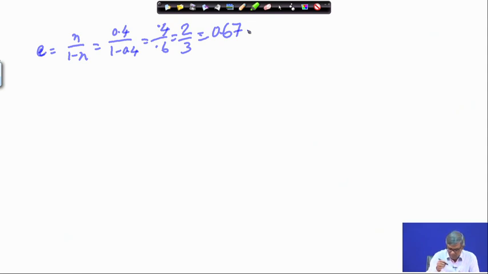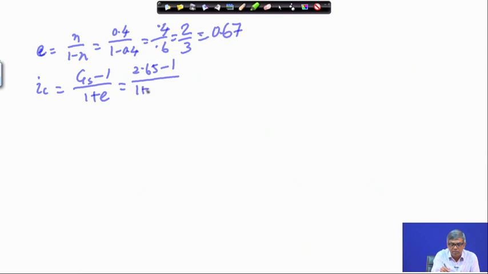Once you get the e value and Gs value is given as 2.65, then i_c will be equal to (Gs minus 1) by (1 plus e). If you put all those values, that will be 2.65 minus 1 divided by 1 plus 0.67, so it will be 1.65 by 1.67. So that gives you 0.988.